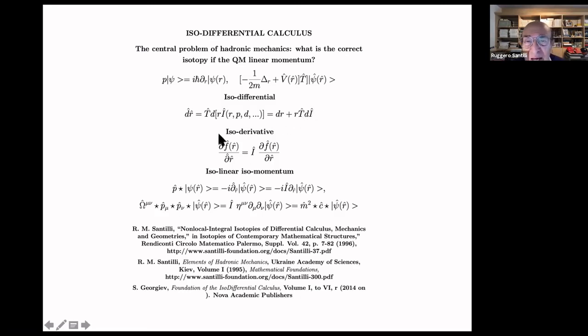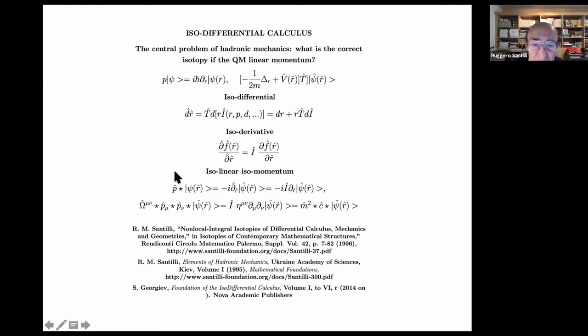Now, the same for the isoderivative: we reduce it to the ordinary derivative by factorizing the isotopic element. Carefully, it's an ordinary derivative with respect to iso-coordinates. Once we introduced this iso-differential calculus, it was elementary to write down the iso-linear momentum, the iso-Hilbert space, everything isotopically lifted.